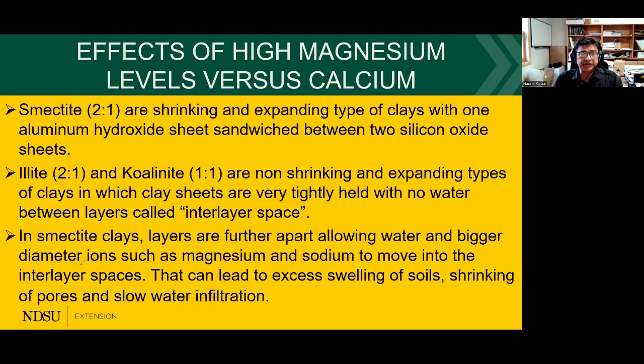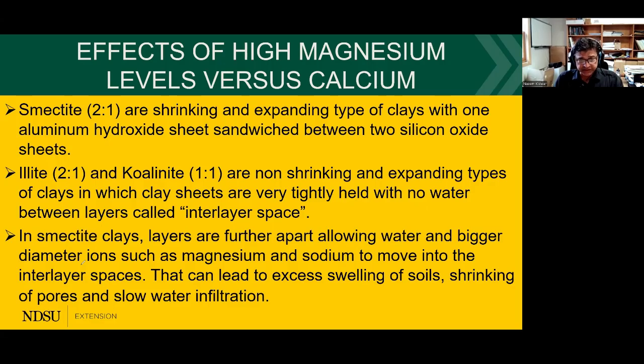The third issue I'm going to talk about is a little bit controversial because not a lot of people agree with me that this is an issue. I personally think this is an issue, and I'm going to provide you with some references too. In shrinking and expanding types of clays, such as smectites, the clay sheets are not very tightly held. So there is a little bit of space in between, which is also called interlayer space, especially around the edges, unlike the non-shrinking and expanding types of clay, such as illite and kaolinite.